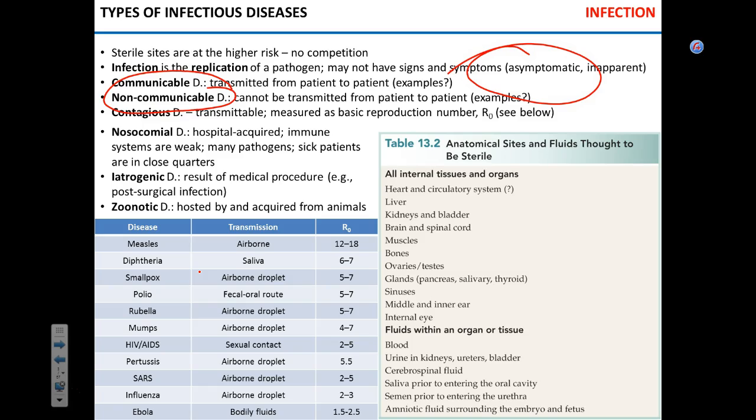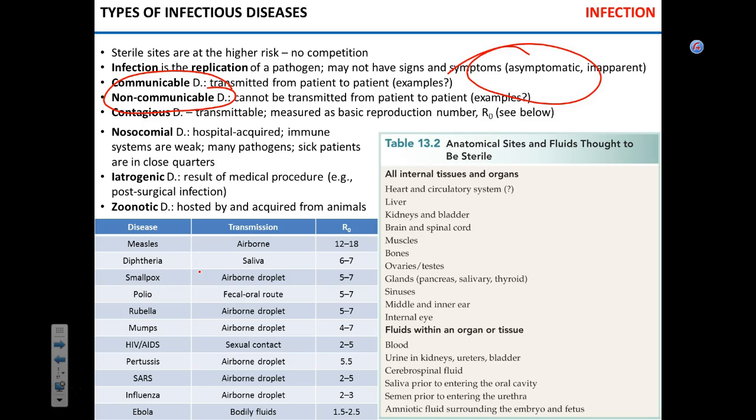Communicable versus non-communicable disease. Communicable disease is the one that can be transmitted from patient to patient. Give me an example. C. diff. C. diff, yeah, well, it is communicable, but it's really hard to communicate because, I mean, if I have 3 patients rooms in a row that have been from the same. It's indirect transmission, yes. Flu.